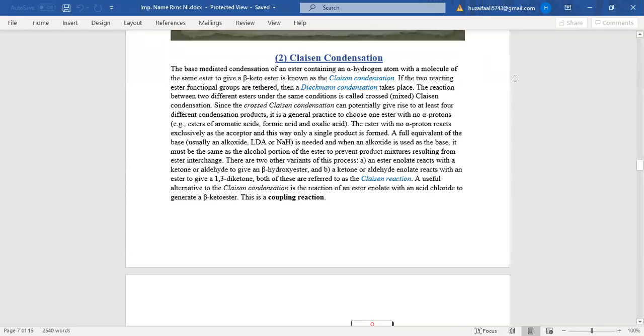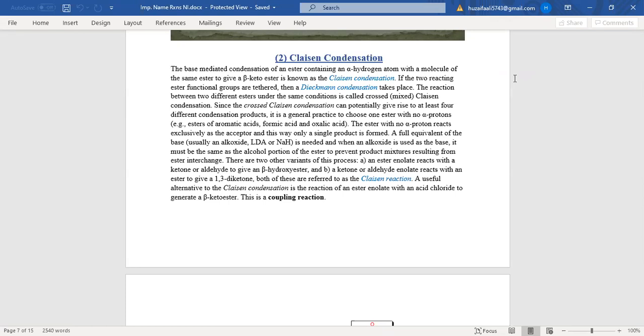Claisen condensation. The base mediated condensation of an ester containing an alpha hydrogen atom with a molecule of the same ester to give a beta ketoester is known as the Claisen condensation. If the two reacting ester functional groups are tethered, then a Dieckmann condensation takes place.